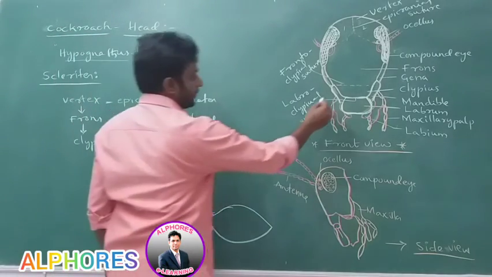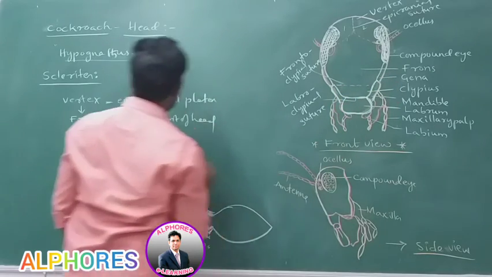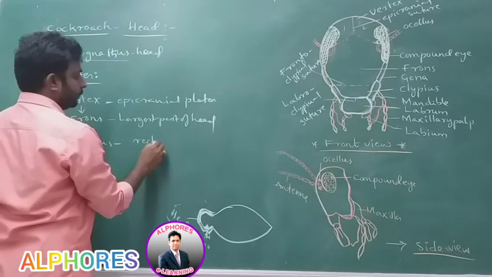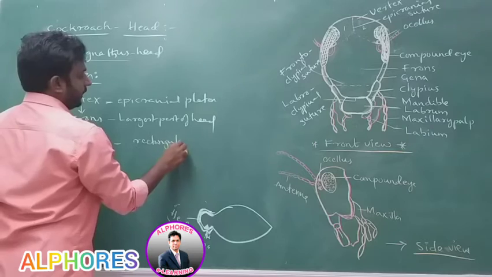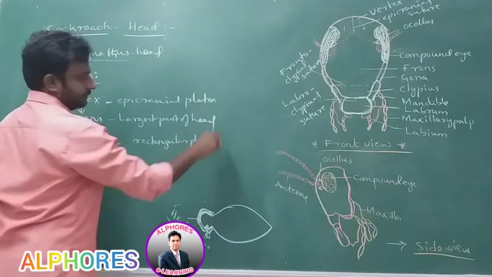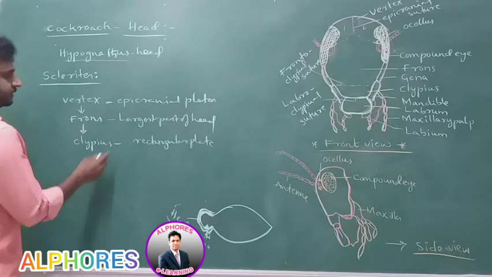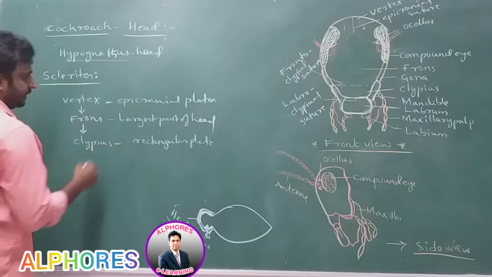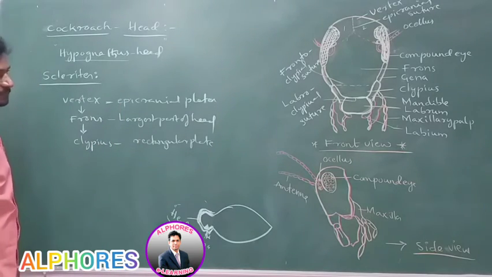So this one is a clypeus. Clypeus is a rectangular plate. Below the frons, there is a rectangular plate which is called clypeus.